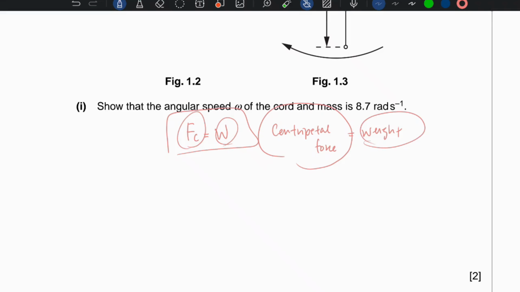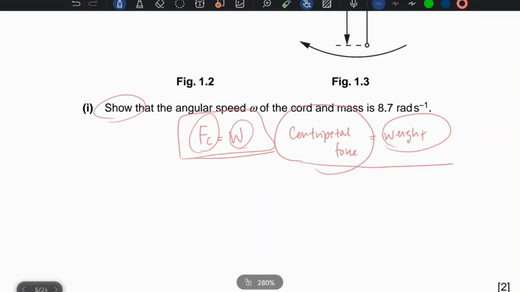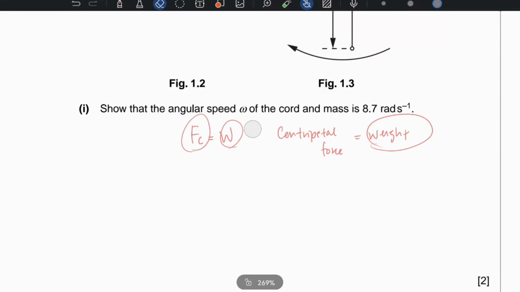Don't make them guess, because they need to see whether you understand that centripetal force is a resultant force. So it's best to write centripetal force equals weight. When you are practicing at home, doing some past year paper, then you can write FC equals W. But in the actual exam, especially when it's a show that or proof question, it's best to write the full form. It's the safest way I would suggest. Okay, so going back, Fc equals W, which is centripetal force equals weight.